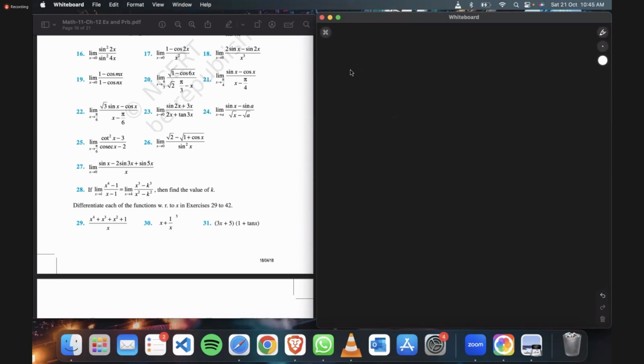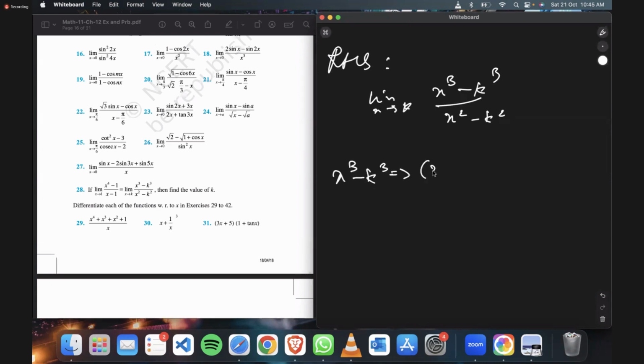So on RHS, what do I have? In RHS, I have a limit of x tending to k, and I have x cube minus k cube over x square minus k square, right? So now I have to open this up. What can I write for x cube minus k cube? I can simply write this as x minus k times x square plus k square plus xk. And for x square minus k square, I can simply write this as x minus k and x plus k.